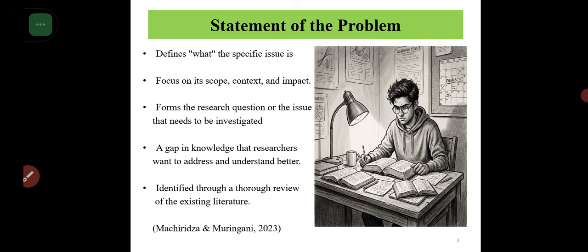So today I will be taking you through what exactly is statement of the problem. I also want to understand what justification of the study means and see how to apply them in research writing. So let's begin with statement of problem. What exactly is statement of the problem?